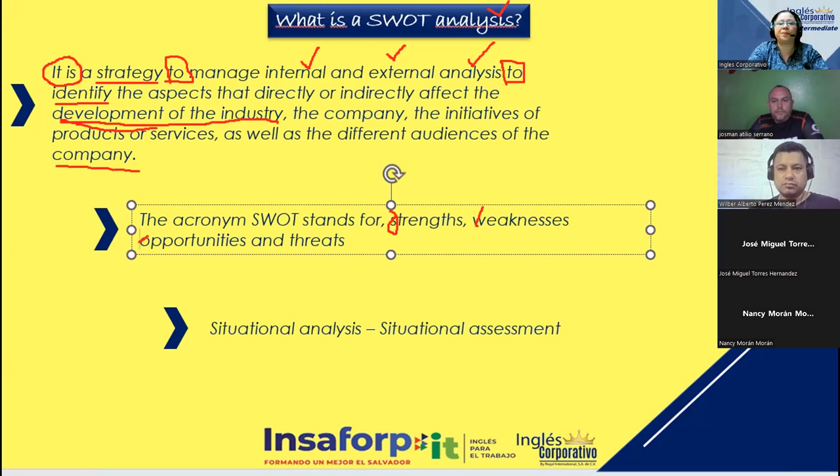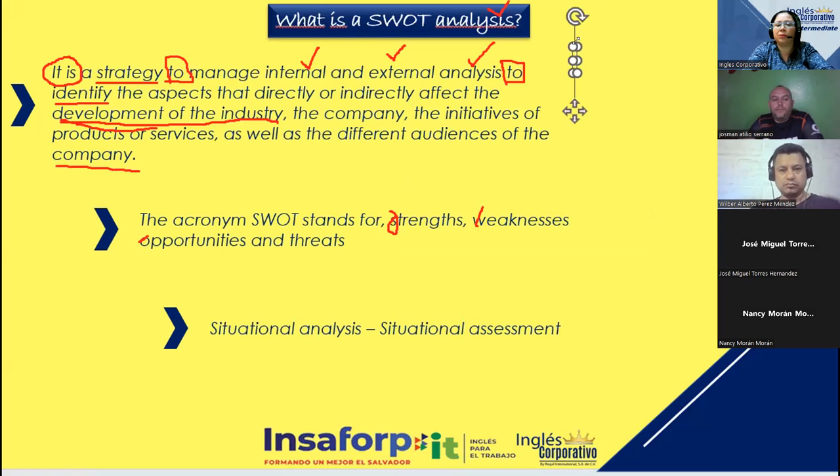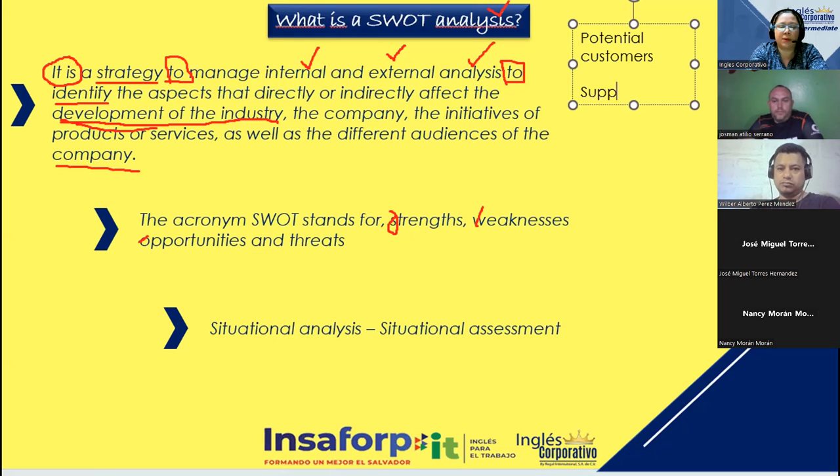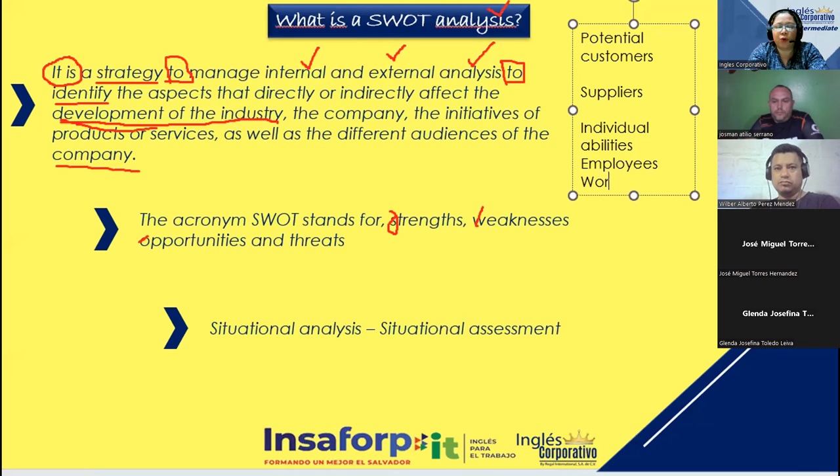A ver, vocabulary. The people. Potential customers. Okay, potential customers. Great. Suppliers. Suppliers, correct. Individual abilities. So we were talking about employees. Yes. Okay, great. Employees. And we have the workforce. Okay, workforce. Yes, workforce. So we analyze our workforce. What's our strength if the workforce is a strength or it has weaknesses, okay?